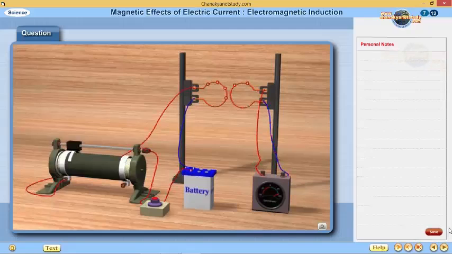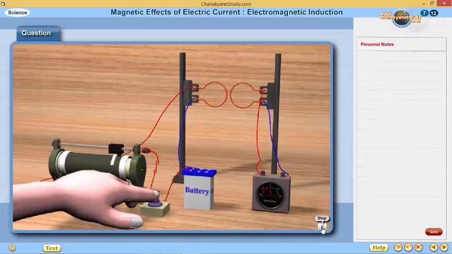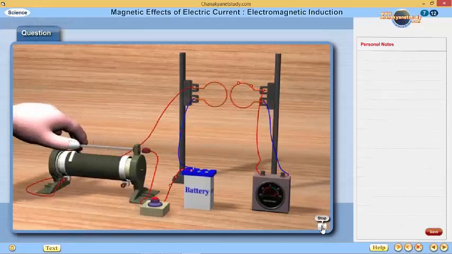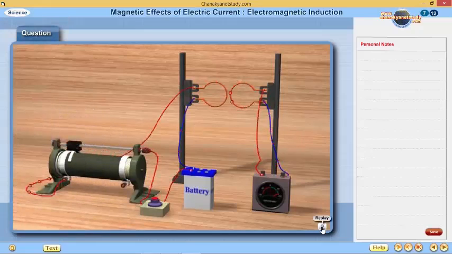Explanation. When the current in the coil A is changed, the magnetic field associated with the current changes. This induces potential difference in the coil B. This gives rise to a current in the coil B. The greater the rate at which the current in the coil A is changed with respect to time, the greater is the current induced in the coil B, as can be seen from the deflection of the galvanometer.